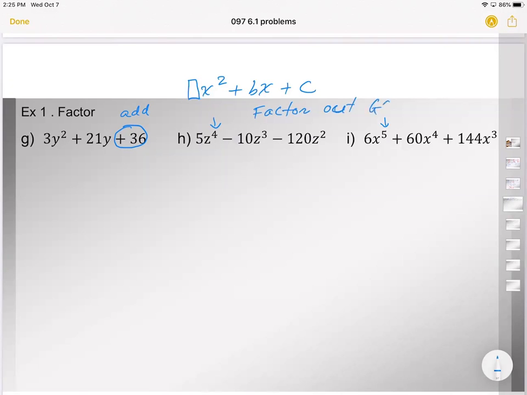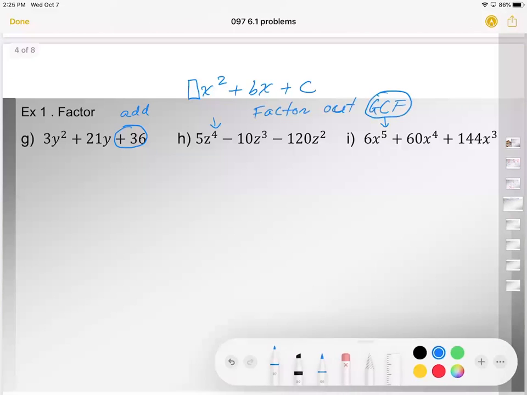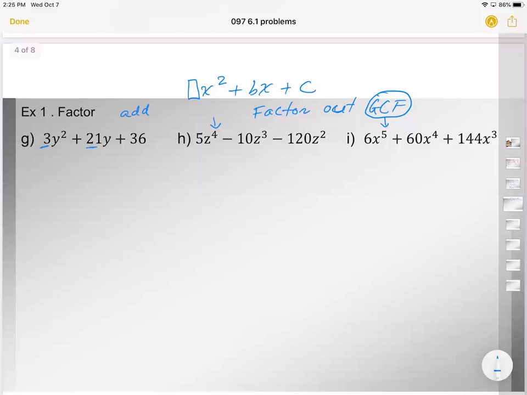the GCF. And remember, what is a GCF? Well, the GCF is the greatest common factor. So if you look at this problem, before we think in terms of 2 numbers multiplied to give me 36, you want to make your life a little easier and ask yourself, between the 3, 21, and 36, is there a number that can go into all 3 of them? And if there is, I can extract it out.